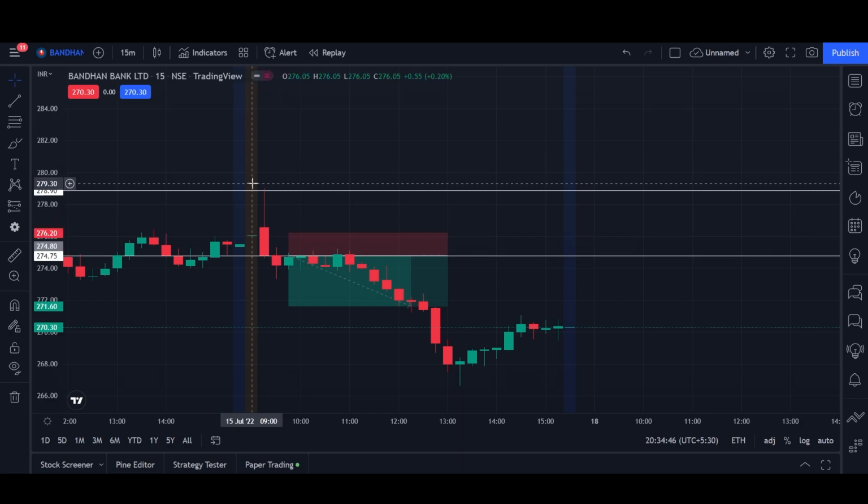For the first 15 minutes, you're just supposed to observe the market and not take a trade, no matter how strong the trend is indicating. No matter how strong the trend is indicating, you're not supposed to take a trade.